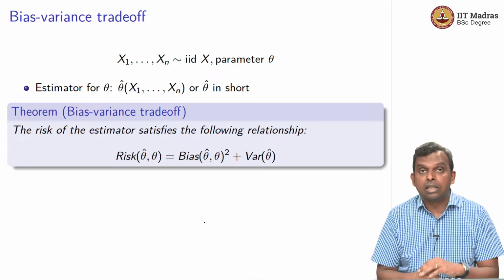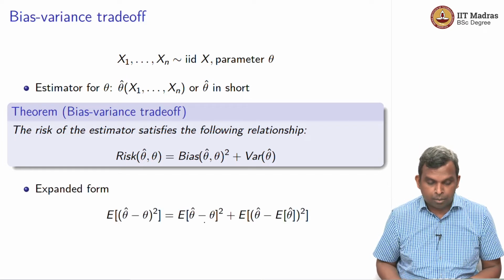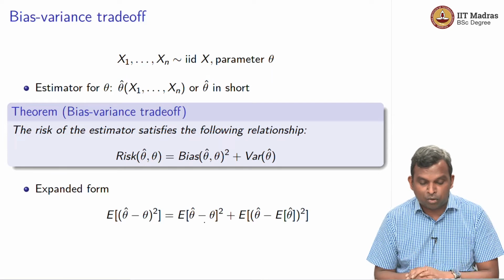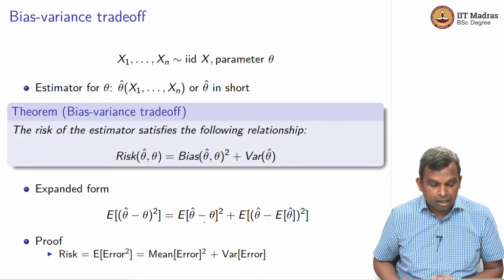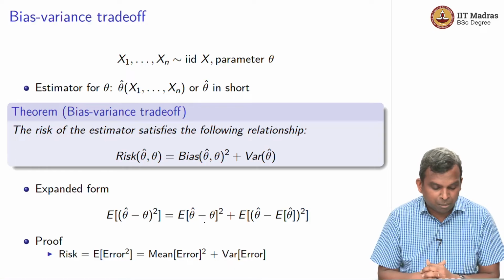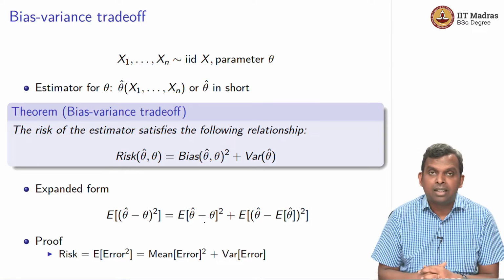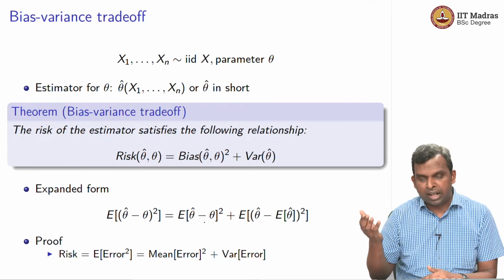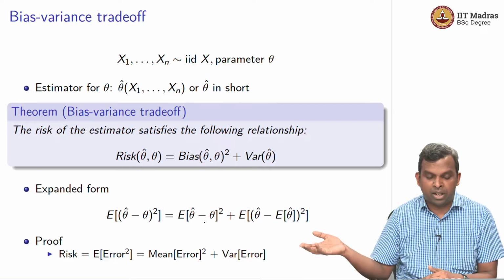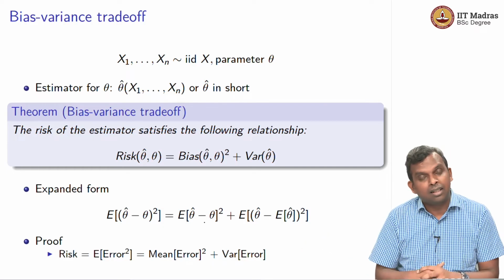The risk equals bias squared plus variance. This is the important relationship. You can expand it out if you like. Hopefully I have not made a mistake. The proof is actually very, very simple. Risk is the expected value of error squared, that's the second moment of error, and we know already that the second moment of any random variable is the mean of the random variable squared plus the variance of the random variable. And variance of error and variance of estimator are both the same. So you just get this relationship.